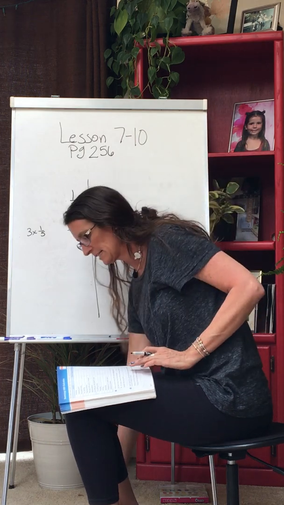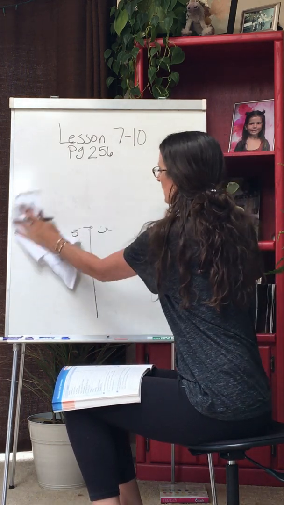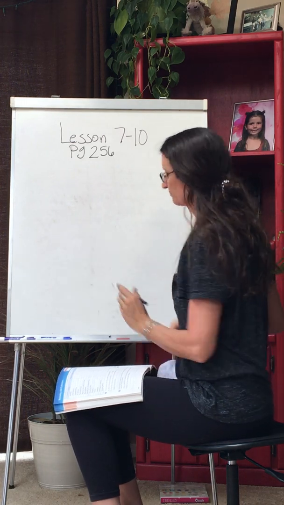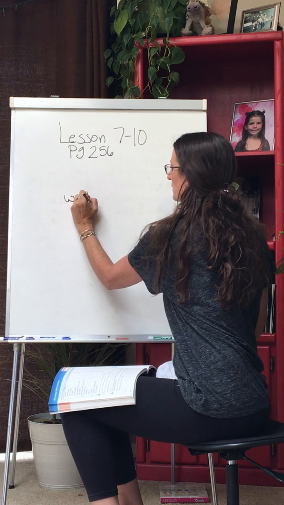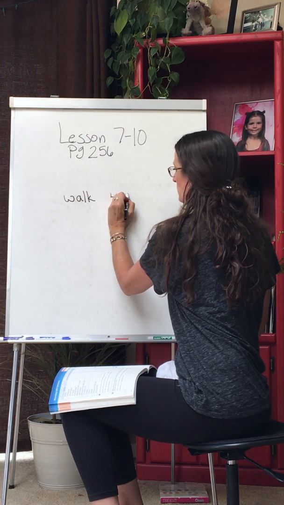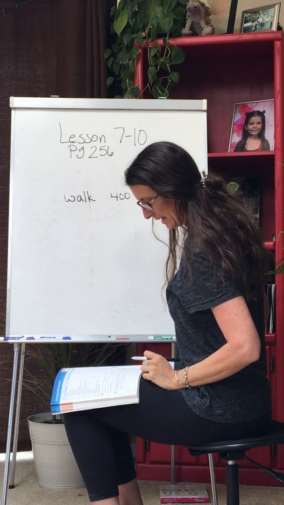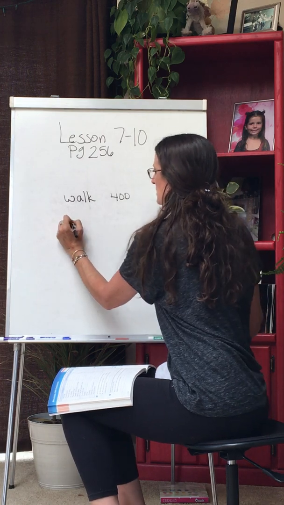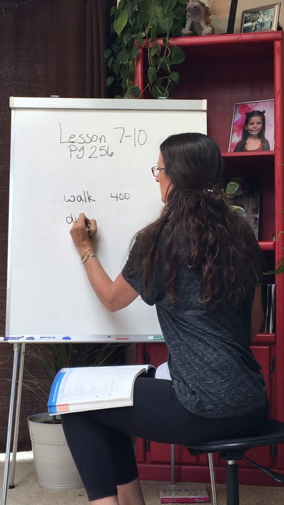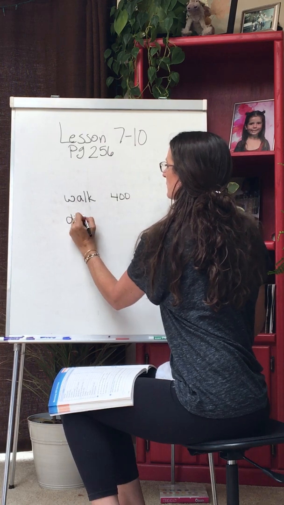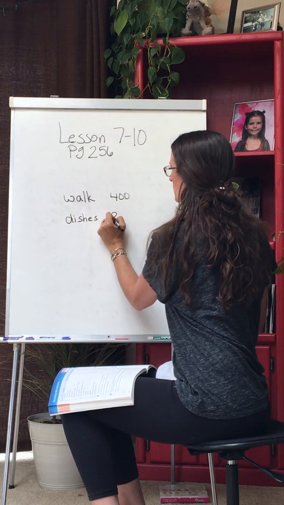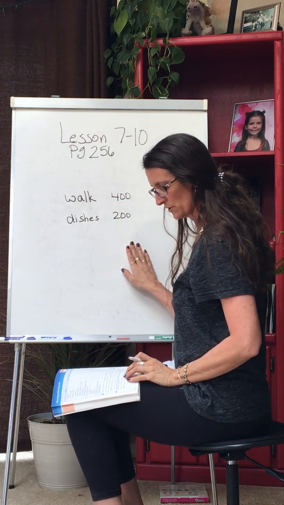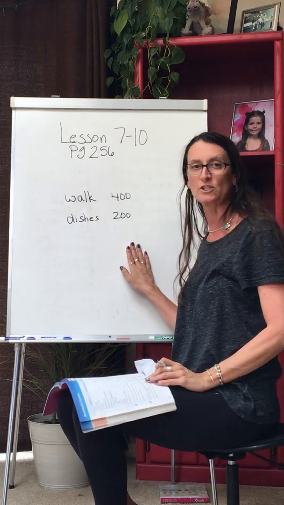Number 2, it says, Katie went for a walk and burned 400 calories. So she did a walk and she burned 400 calories. And then she came home and burned 200 more calories washing dishes. What is the total number of hours Katie spent walking and washing dishes?